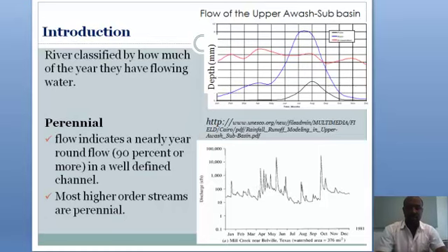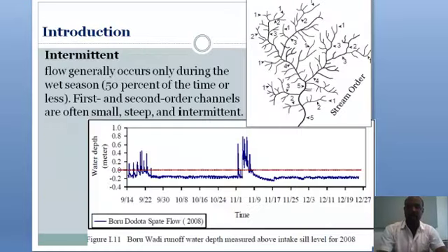Besides the perennial, again we could divide the rivers into intermittent. That is, if the flow in the river is present 50% of the time or less, then we could call it intermittent flow. And basically most of the flows which are starting, or flows of the first order, are intermittent flow.